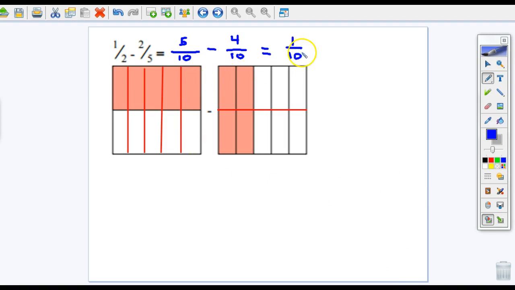So another way to find that answer would say this is what I started with. I'm going to subtract 4, so I can cross off 1, cross off 2, cross off 3, cross off 4. That leaves me with just 1/10 shaded. All right, make sure you have this copied down. Push pause. When you're ready, push play.